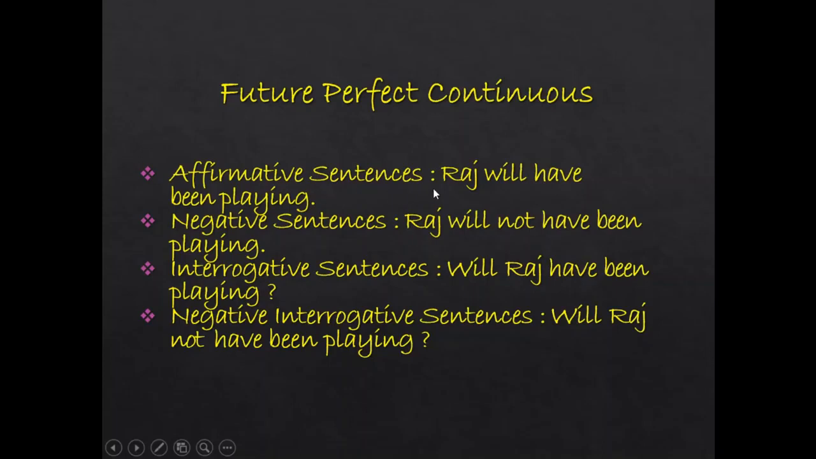In affirmative sentences, in a future perfect continuous tense, we write, Raj will have been playing. In a negative sentence, we write, Raj will not have been playing. Then comes the interrogative sentence, will Raj have been playing? And in a negative interrogative sentence, it will come, will Raj not have been playing?